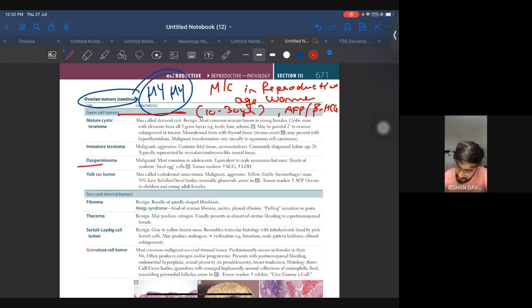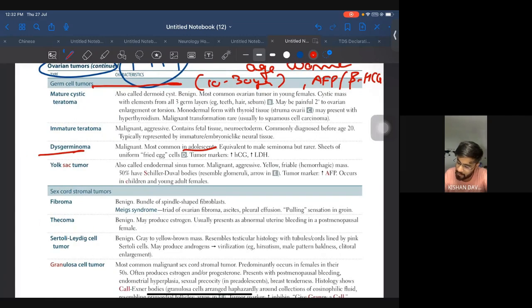सबसे पहले डिसजर्मिनोमा देखते हैं. Malignant, most common in adolescents, equivalent to male seminoma but rare. Sheets of uniform fried egg cells. Tumor markers are HCG and LDH. Now see, ovarian tumors and similarly the male testicular tumors that we'll be doing, in both you have to remember one pathologic feature, one histologic feature and lab value, because they will be confusing you based on the lab values first. बाकी हिस्टोलॉजिक फीचर तो आप इजीली कर लोगे, बट लैब वैल्यूज वेरी इंपॉर्टेंट.